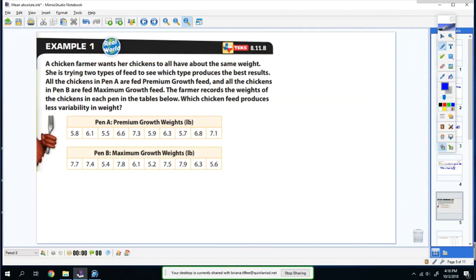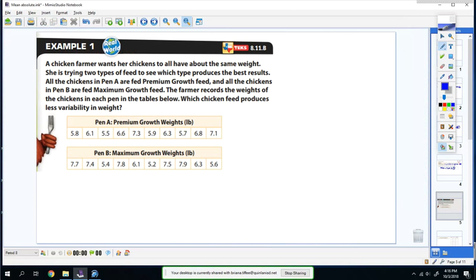A chicken farmer wants her chickens to have all about the same weight. She is trying two types of feed to see what type produces the best results. All the chickens in pen A are fed premium growth feed. All the chickens in pen B are fed maximum growth feed. The farmer records the weights of the chickens in each pen in the tables below. Which chicken feed produces less variability in weight?